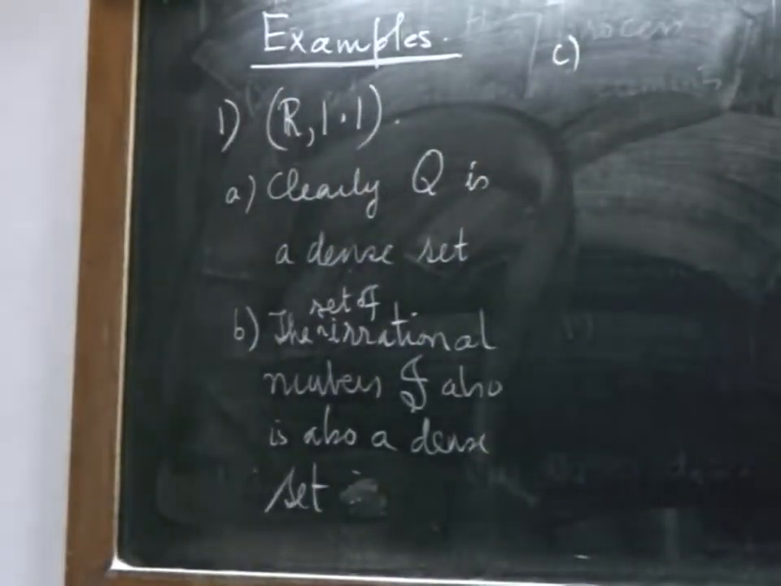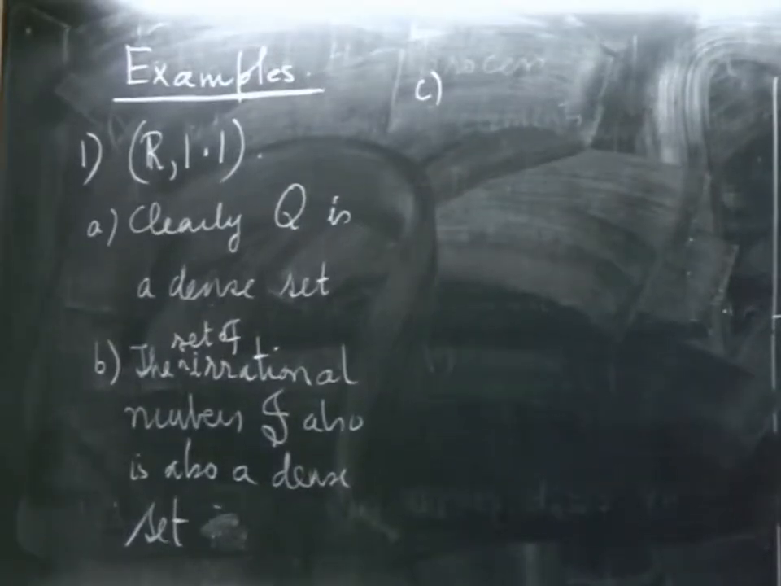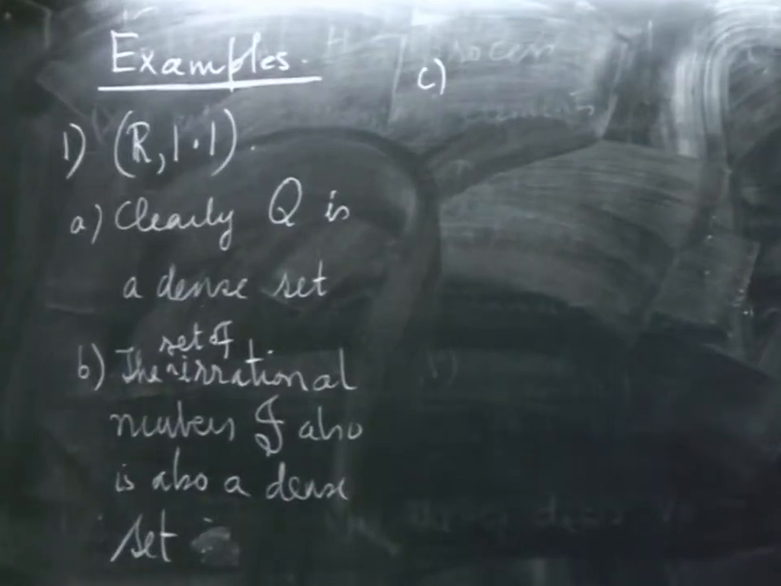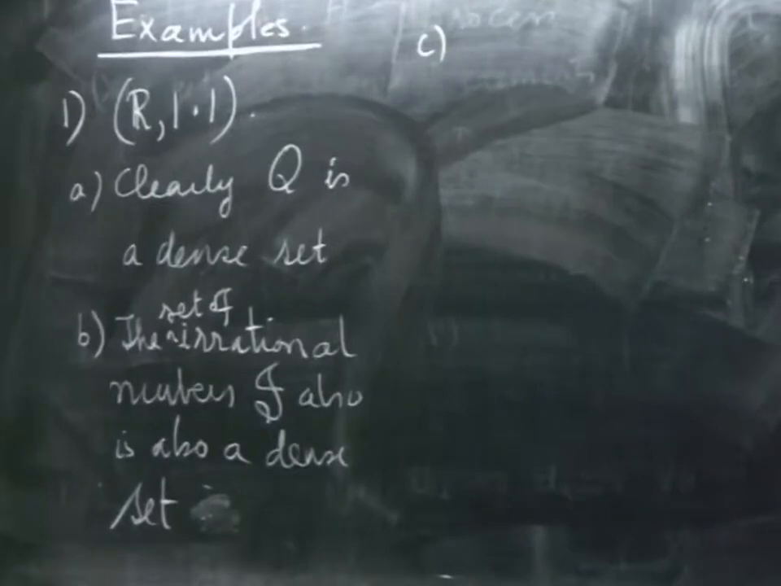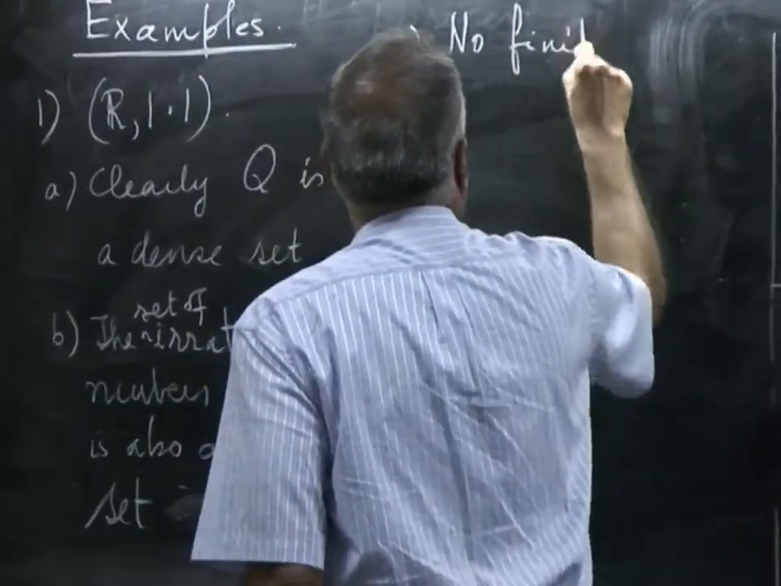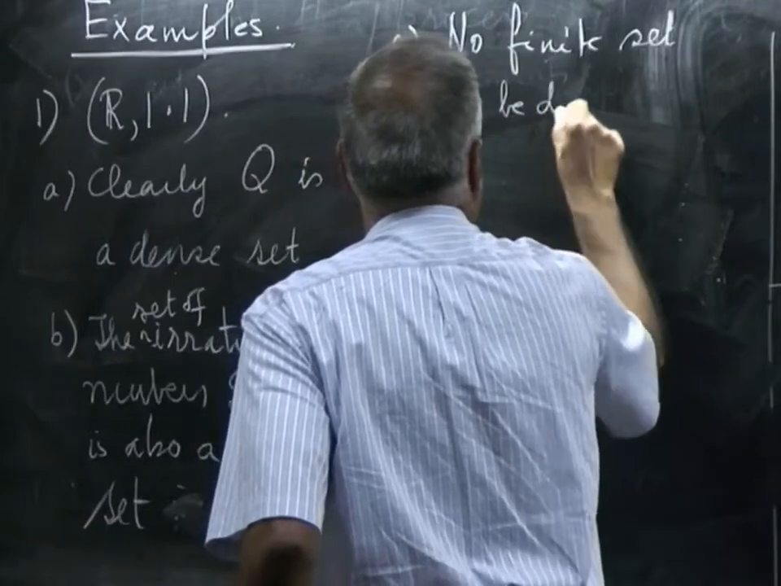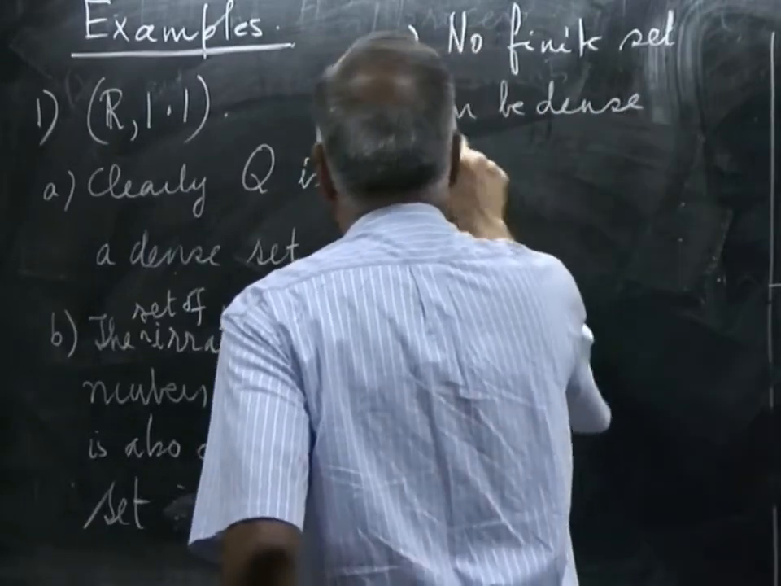But if you take any finite set in the real numbers, it will certainly not be dense, because if you take a finite set, you can just go and sit farther away from it, and then you are free from this set. So, no finite set can be dense in R.